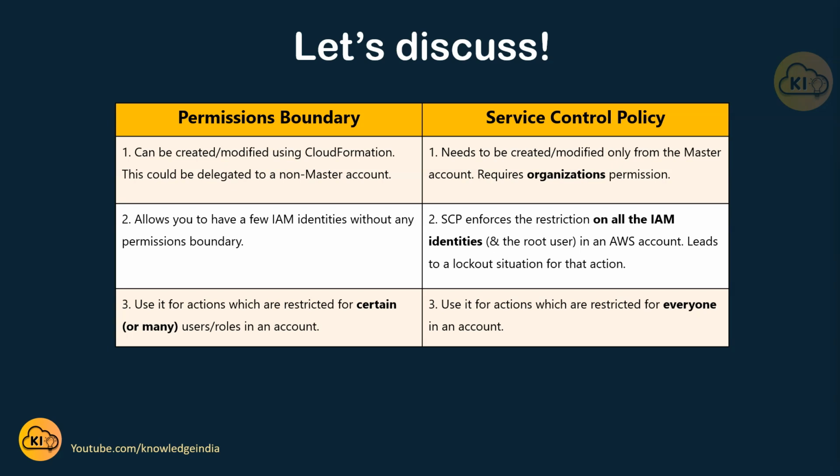You should use permissions boundary in those scenarios where you want to implement the restriction for a certain number of entities or users, not for all the users and roles. If the restriction is of such a type that you want to enforce it on all the users, all the roles, and even the root user in a particular AWS account, then SCP is the right thing to use. But if you do not want to enforce that restriction on all the IAM users and roles, then permissions boundary is the right thing to use.